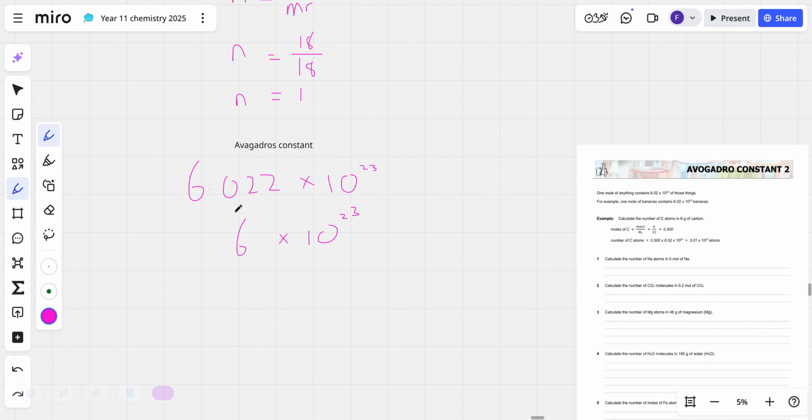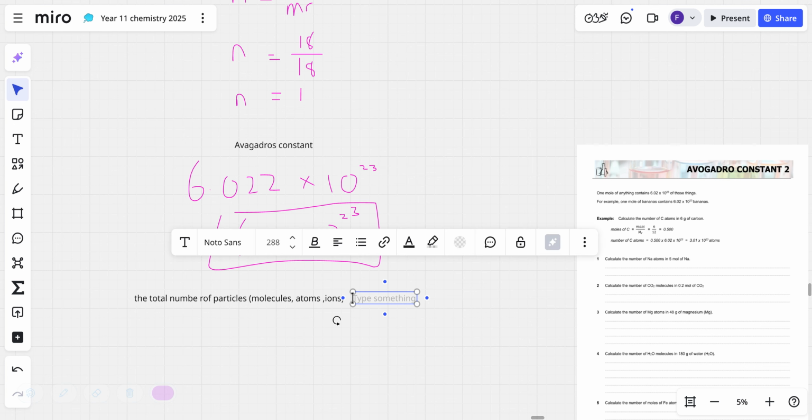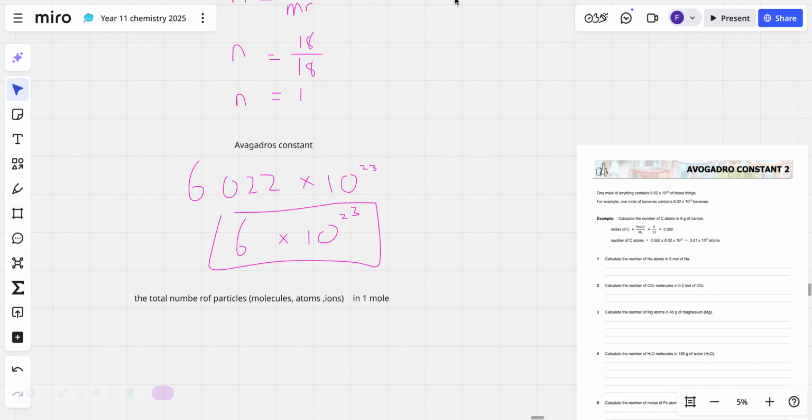So Avogadro's constant is this number, and this number is the total number of particles. And I use the word particles because then I can talk about molecules, atoms, ions, it doesn't matter. So the total number of particles in 1 mole. Okay, so that's that. The total number of particles in 1 mole.